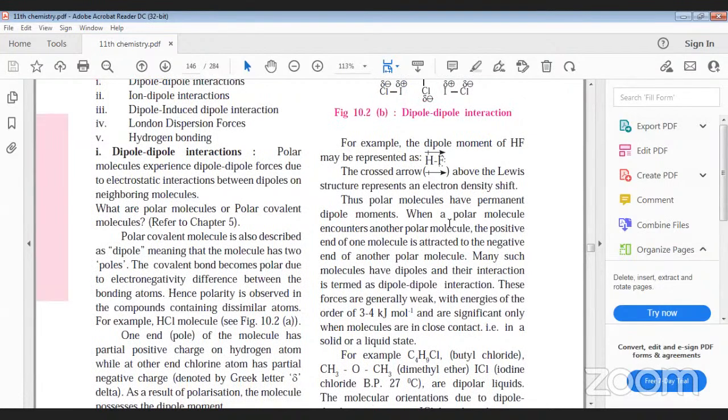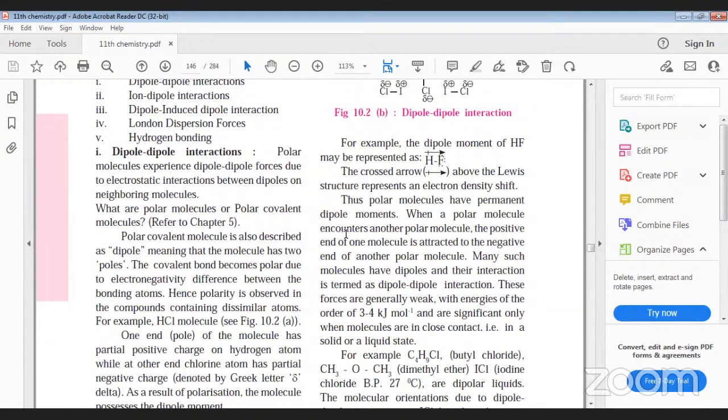Does the polar molecule have a permanent dipole moment? Yes, so keep this in mind. This may come in MCQs. Polar molecules have a permanent dipole moment. Why? Due to the presence of positive and negative charges, they have a dipole moment, and that dipole moment remains fixed because the polarity generated on the molecule is permanent, and that's why the dipole moment is also permanent.